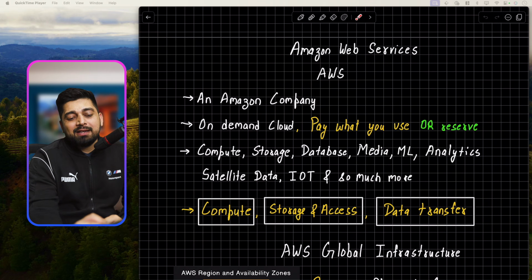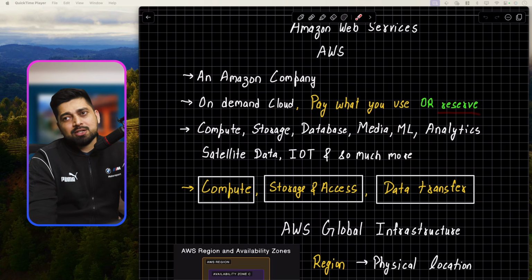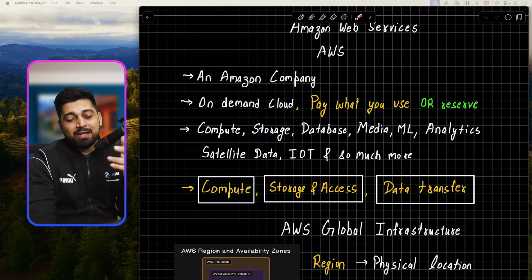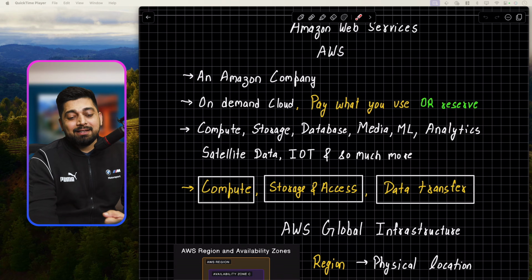So first of all, it's an Amazon company. Yeah, everybody knows that. And it's an on-demand cloud, pay as you go or you reserve. There's a difference between them. If you reserve, you are charged less than 50% of the actual prices, sometimes even less than 25%. And it's a pay what you use model. If you have commissioned yourself to use 50 GB of RAM, you'll be charged for 50 GB of RAM. If you have commissioned that I'll be using 5 GB of RAM, you'll be charged for that. So it's a pay what you use model, and reserve is always less priced because you are paying for the future. You are guaranteeing that.